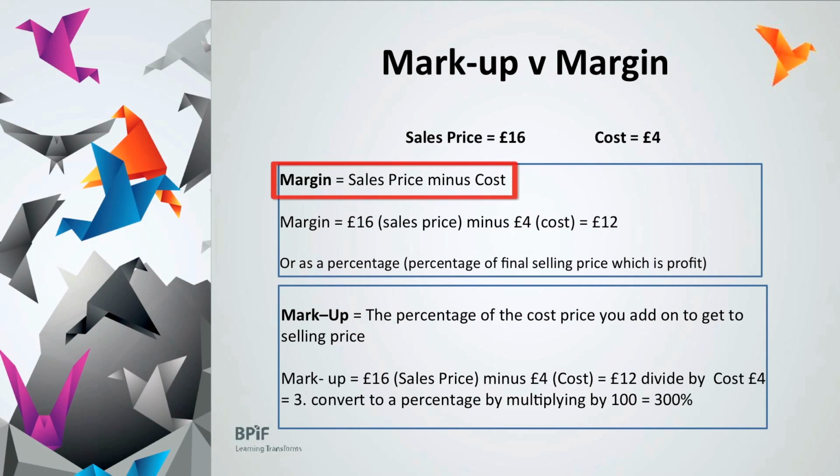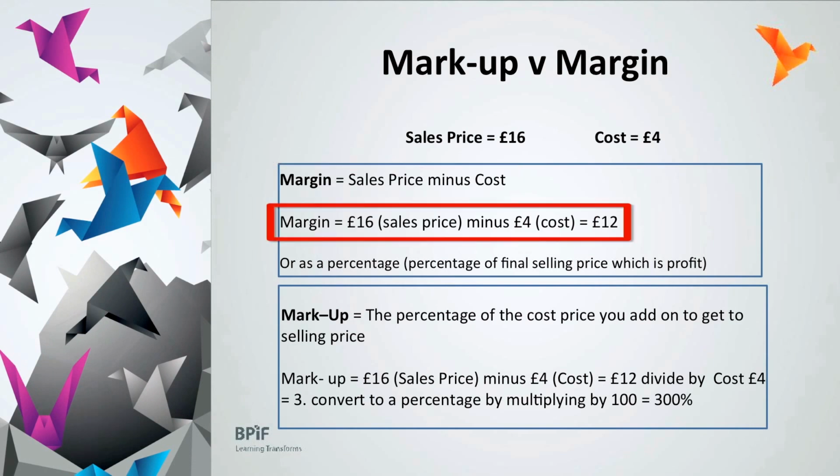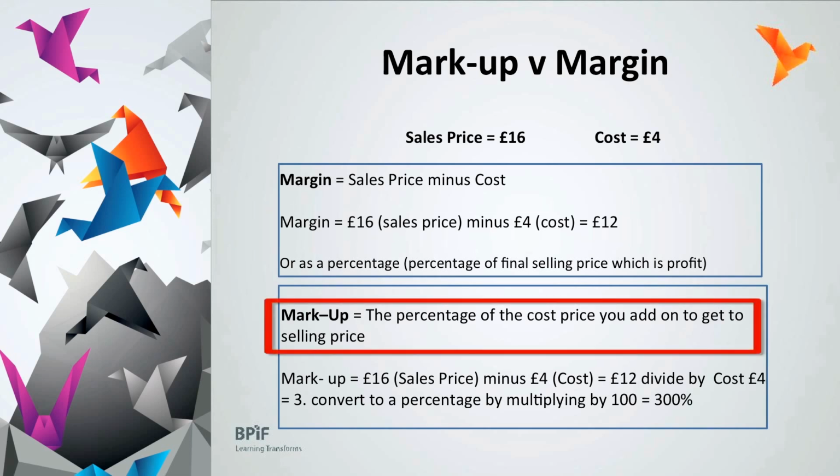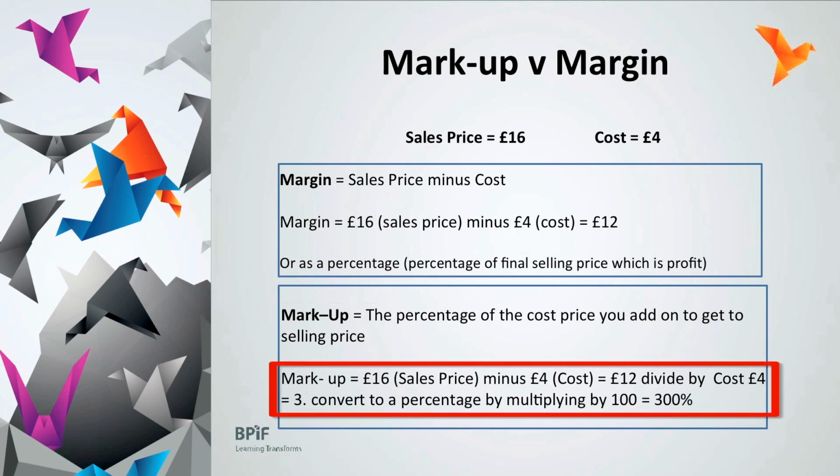Margin, quite simply, is the sales price minus cost. In this example here, the margin would be £16 as a sales price, minus £4 cost, gives us a margin of £12. Whereas the markup is the percentage of the cost price that you want to add to get your selling price. And we had a cost price of £4, and we wanted to mark that up by 300%. You'd multiply 4 by 3 to give you 12, plus the original 4 to give you 16.